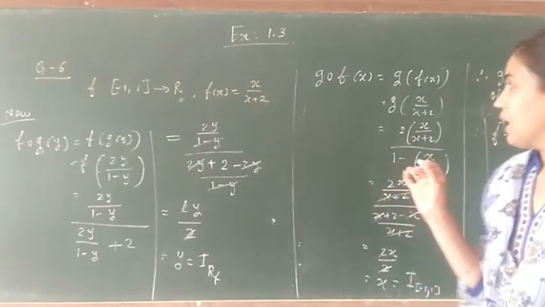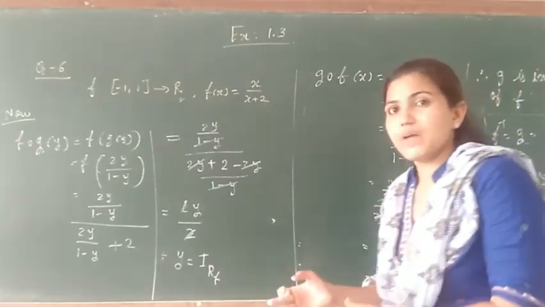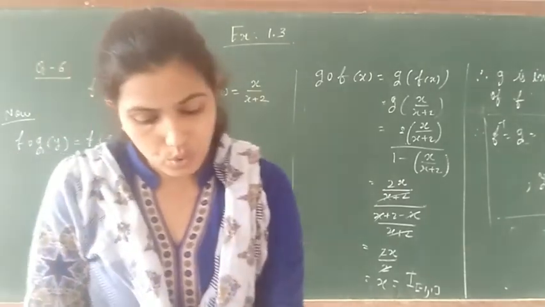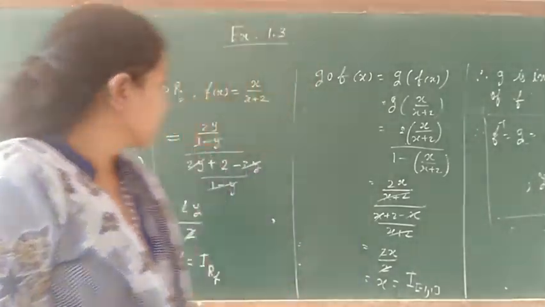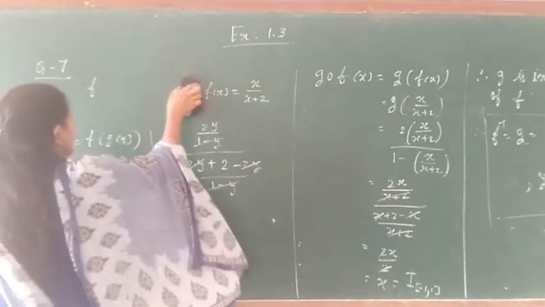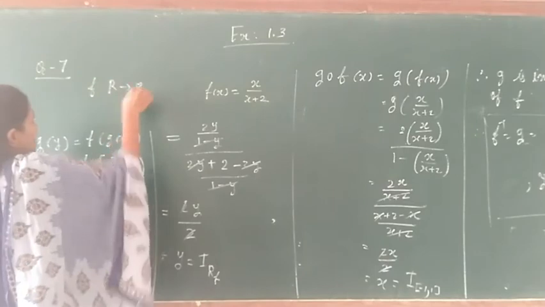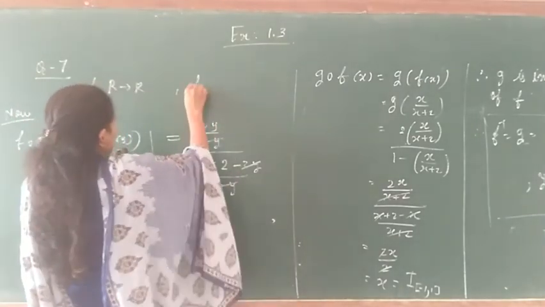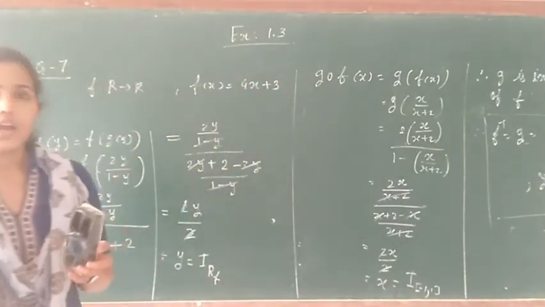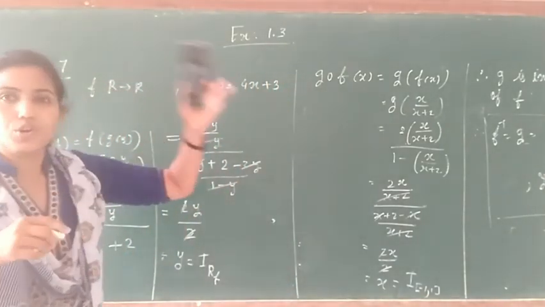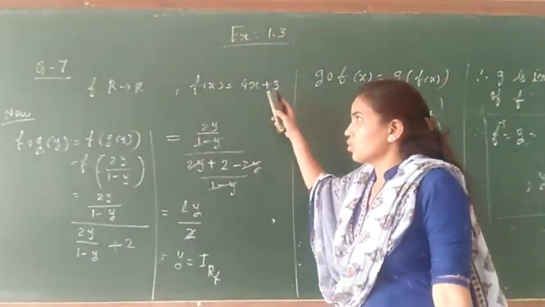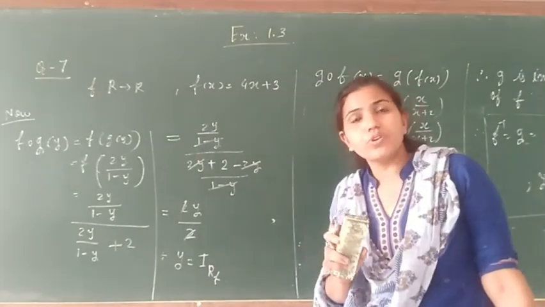So let me see the next question. Same type of question. Here again we have to show that the function is invertible. So question number 7 is there. Now let me write down question number 7. It is a function f from R to R defined as f of x is equal to 4x plus 3. This type of question we have seen earlier too in the one lesson and two lesson, when we had to prove it. So I am giving this question for you to solve yourself.